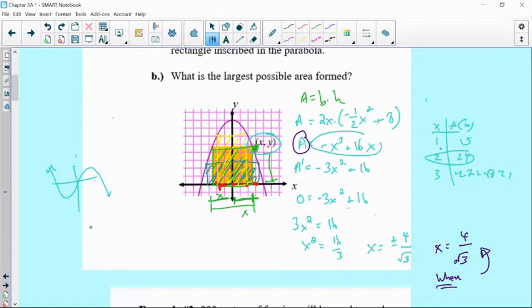So then I could say, okay, well, that area is equal to the opposite of (4 over root 3) cubed plus 16 times 4 over root 3. Well, 4 cubed is 64. And then root 3 cubed would be 3 root 3.